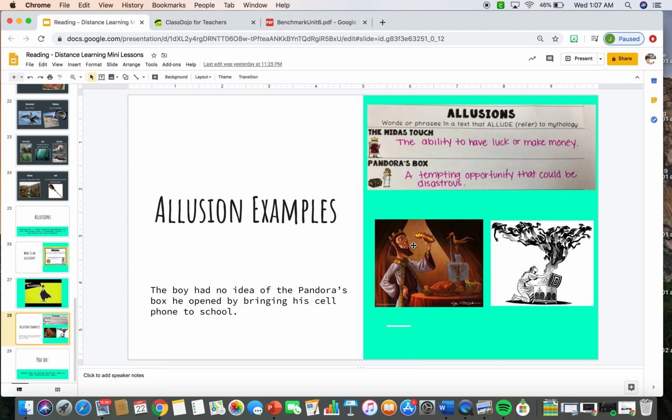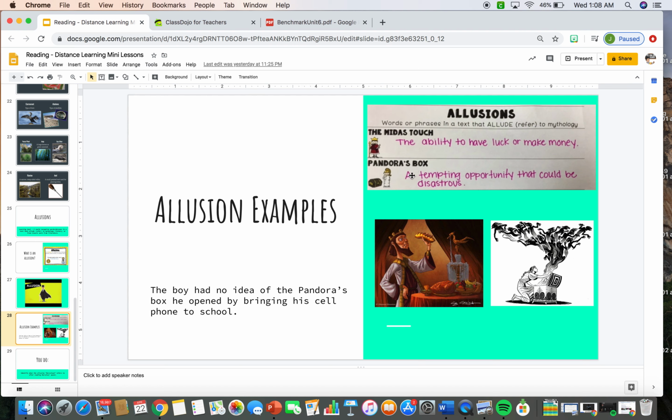Therefore, he's making money. So just by hearing and seeing the words the Midas touch, we can instantly refer back to, oh, I remember, it's about this king who changed objects he touched into gold. Therefore, he will be rich, right? So just by hearing and seeing the words the Midas touch, we can allude to the fact that whatever we're reading is about the ability to make money or to have great luck.